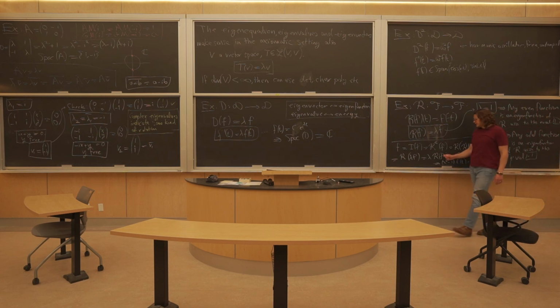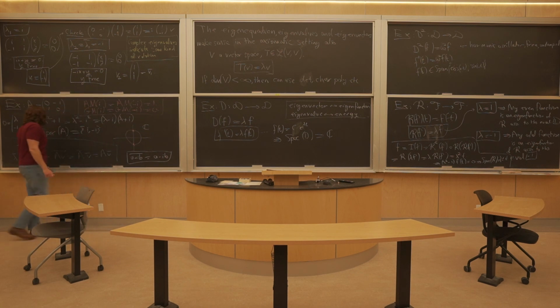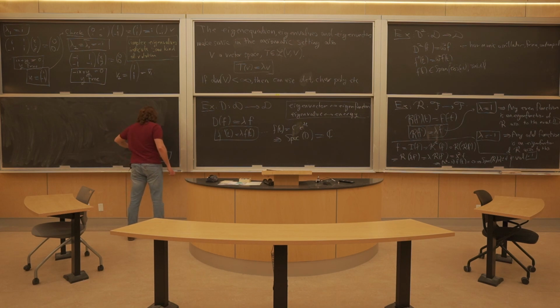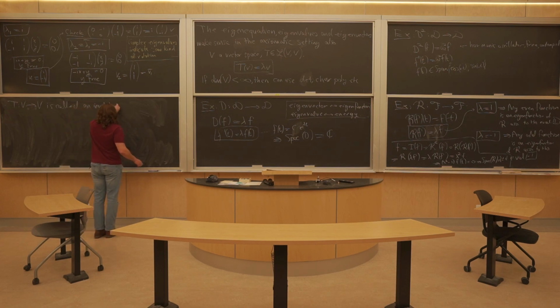Well, the only thing that I'm really using here is that R squared equals I. That's called an involution. Let me write it. A linear transformation whose square is the identity transformation is called an involution. So T from V to V is called an involution if T squared equals identity.